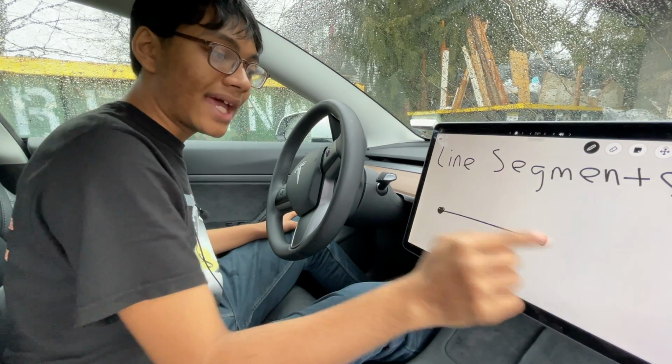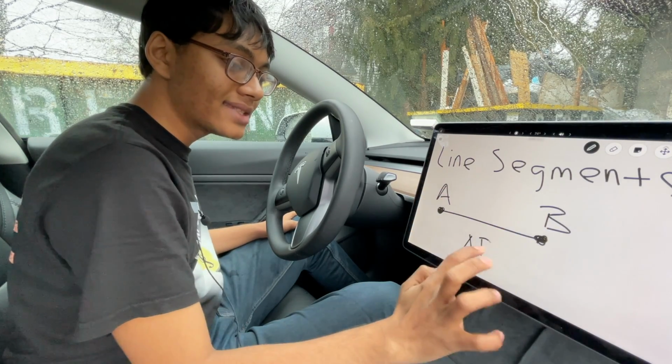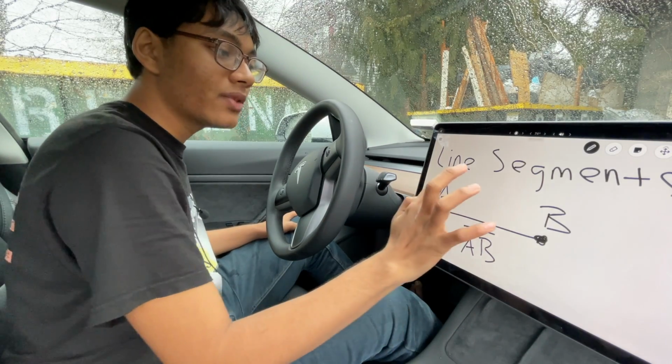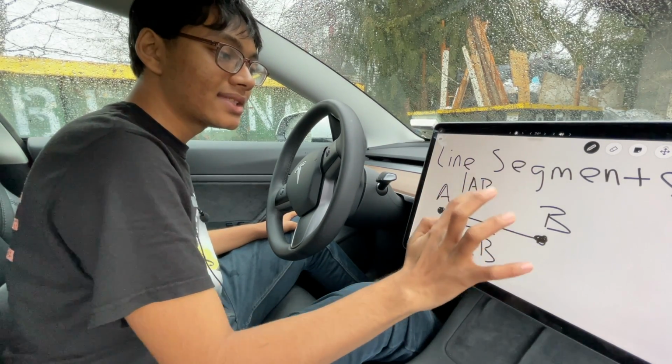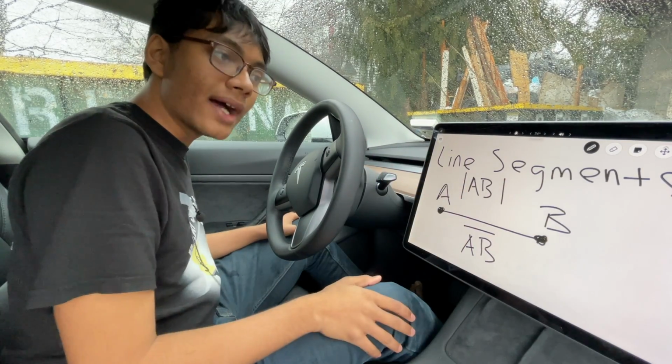Now, a line segment has two endpoints, right? So if I call this A and I call this B, the line segment AB. If I wanted to say, hey, find me the length of AB, well, I can just write absolute value symbols and put AB in the middle. So that's what a line segment is.